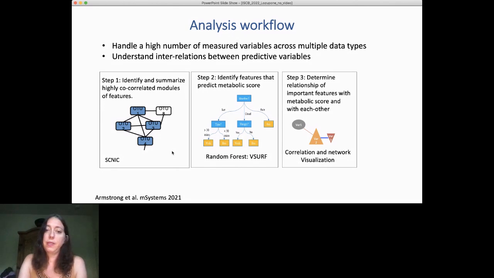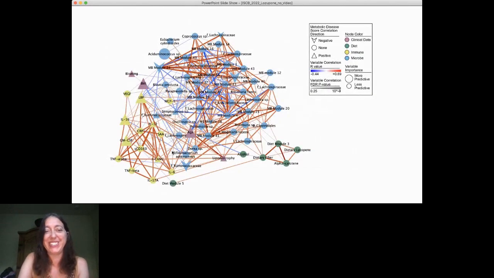And so in the network I'm going to show you on the next slide, all of the nodes in the network are different features that the random forest classifier identified as being important for predicting metabolic disease score. Each feature is colored by the feature type, so microbiome, diet, immune, or demographic. And the shape of the figure, if it's an up arrow, it was positively associated, so detrimental to metabolic health. If it's a down arrow, it's negatively associated, beneficial to metabolic health. If it's a circle, it was selected by the random forest classifier, but it was not linearly correlated with metabolic disease score. And then we have lines connecting the features. If they're blue, those features themselves are negatively correlated. And if they're red, those features themselves are positively correlated. And so don't be intimidated by this graph. I'll step you through it a bit.